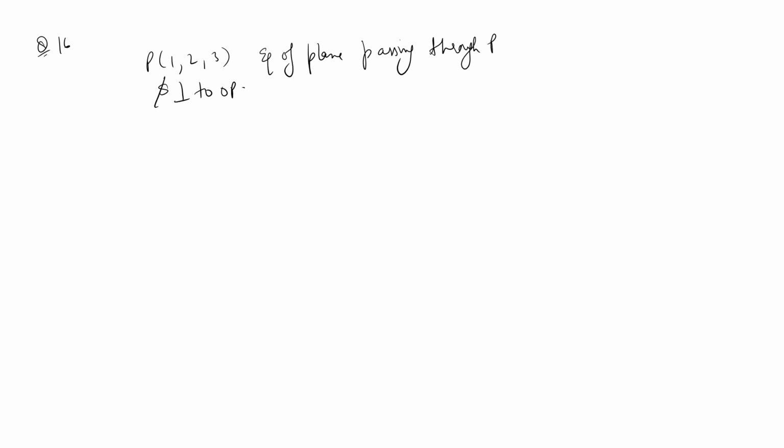Question number 16. Question number 16 says, if O is the origin and coordinates of P are 1, 2, 3, then find the equation of plane passing through P and perpendicular to OP. Perpendicular to OP. Okay, so there is a plane and there is the origin. So the question is, O is the origin and the coordinates of P are given. Find the equation of plane which is passing through P and perpendicular to OP.